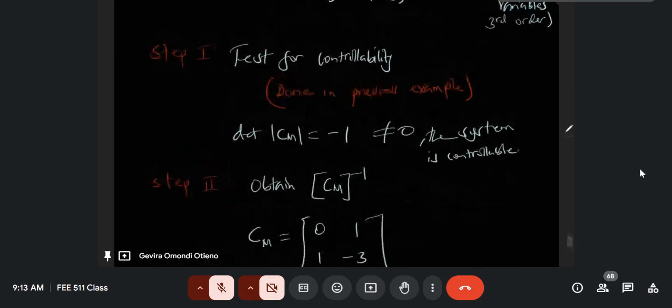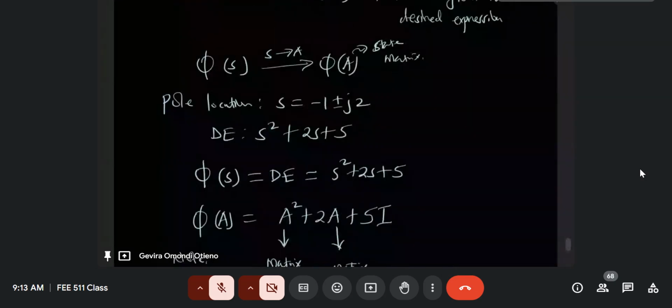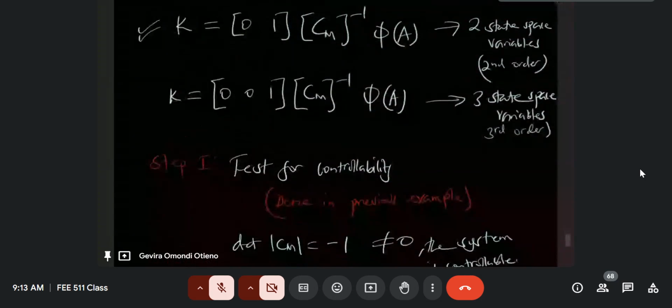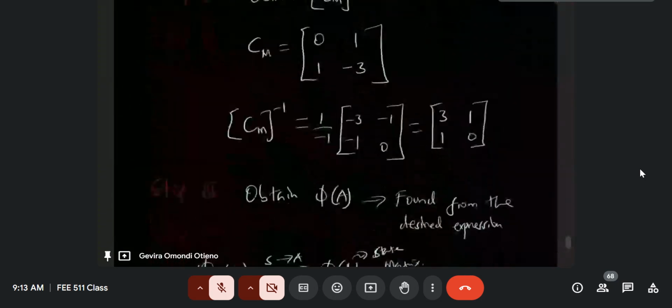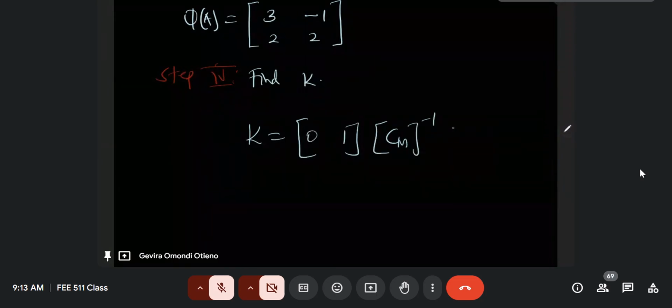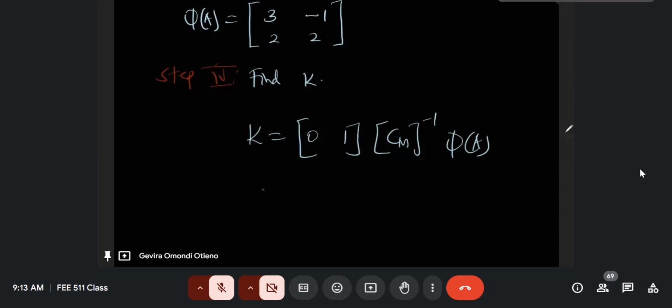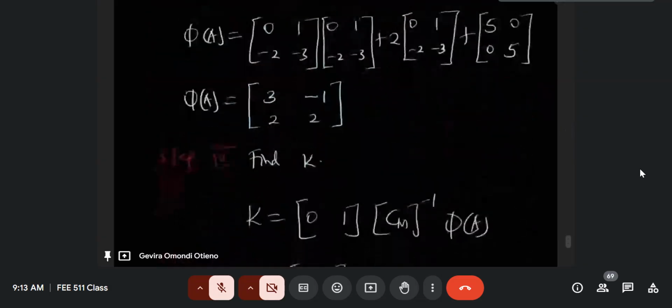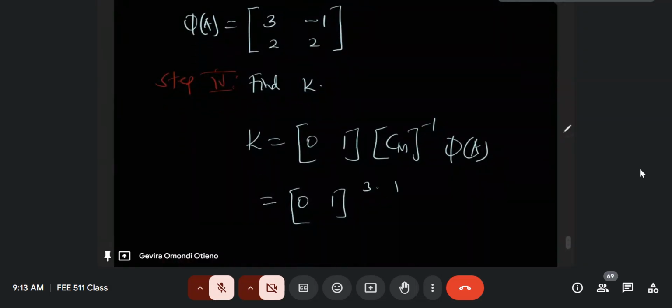Please remember the Ackermann expression. Let me write it again. K equals [0, 1], the inverse of the controllability matrix, and then phi of A. So the Ackermann expression states that for a 2 by 2 matrix, we have [0, 1], then the inverse of the controllability matrix, and then you multiply it by phi of A. So clearly, you simply substitute. The inverse of the matrix, if I remember, is [3, 1; 1, 0].